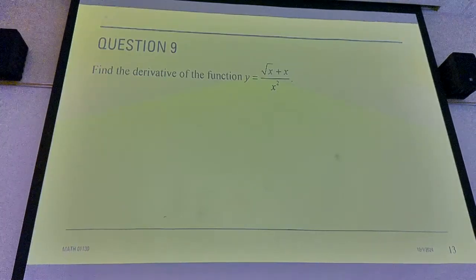What rule jumps out immediately? So what type of function is that? That's a quotient. So what rule would jump out immediately? Quotient. Do we really need to use quotient rule? You can if you want to.